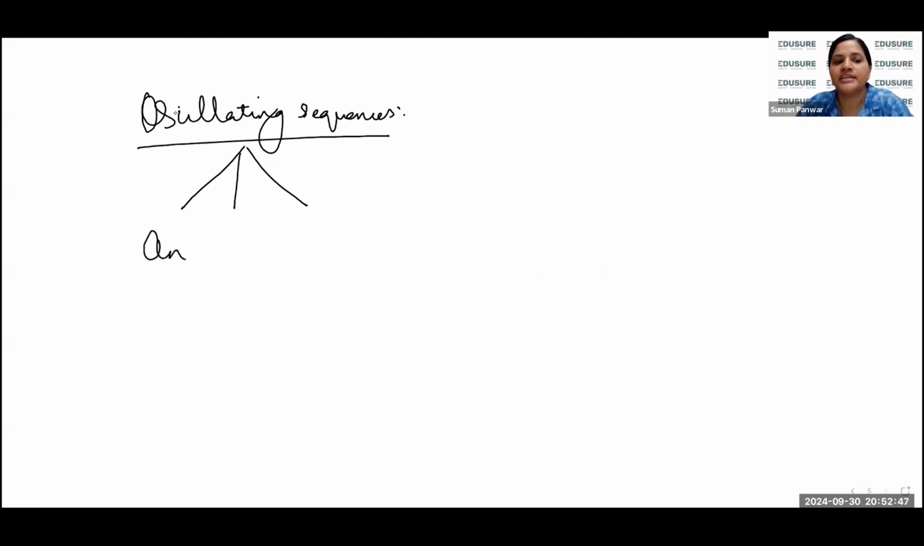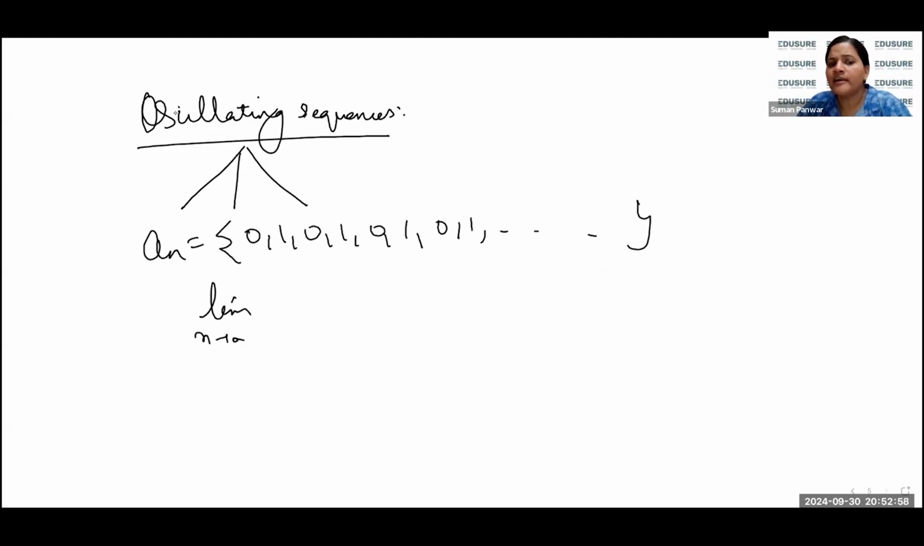Now, suppose I take this sequence 0 1 0 1 0 1 0 1 and so on. Now, limit n tending to infinity an does not exist. इसका क्या मतलब है? ना तो ये इंफिनिटी पे जा रहा है, ना ये माइनस इंफिनिटी पे जा रहा है, ना ये जीरो पे जा रहा है, ना ये वन पे जा रहा है. क्यों? बिकॉज देर आर इनफाइनाइट नंबर ऑफ जीरोस एंड देर आर इनफाइनाइट नंबर ऑफ वंस इन दिस सीक्वेंस.